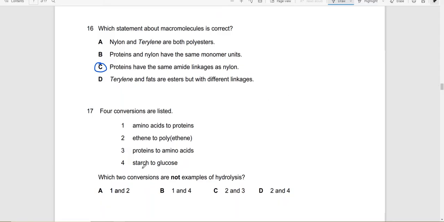That's correct. Which two conversions are not examples of hydrolysis? Amino acids to proteins is not an example of hydrolysis. Proteins to amino acids is an example of hydrolysis. Ethene to polyethylene is also not an example of hydrolysis. Starch to glucose is hydrolysis. So answer would be 1 and 2.